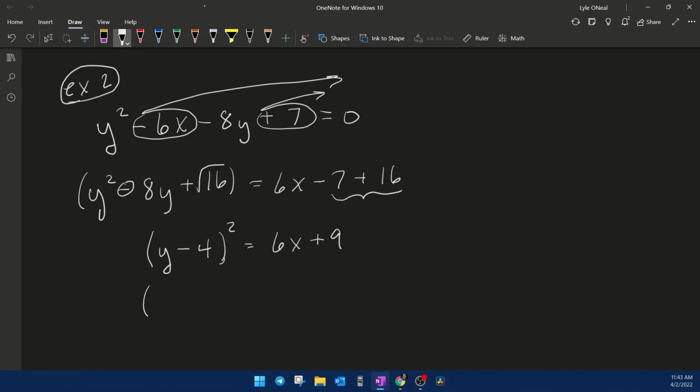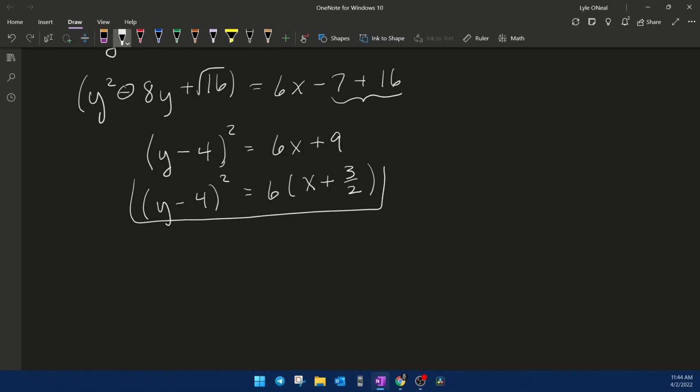And then the next step to get to standard form would be to factor out a 6. We're going to have to factor the 6 out to remove the coefficient of x. So what is 6 factored out of 9? Well, we're going to have to divide. 9 divided by 6 is 3 halves. So that's going to be plus 3 halves in the parentheses. Now that we have our equation in standard form, we're going to need to determine the values for h, k, and p.